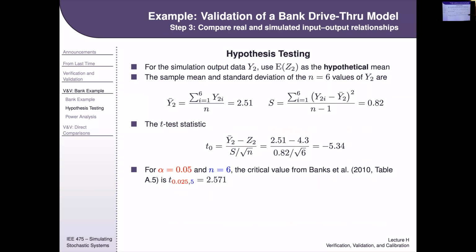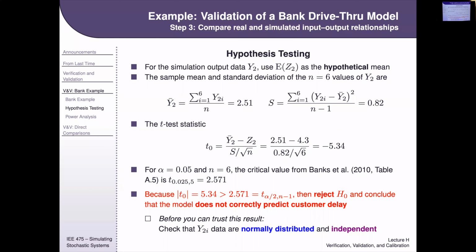So we go and we do that, and we plug in the 2.51, that's that average that was out of that table. We plug in its sample standard deviation into the t value, we get a value of 5.34. So if I look at my critical values, my critical value for this is way less than that 5.34. So this tells me that I'm actually rejecting the null hypothesis that my model matches reality. There's something wrong with my model. My model is not validated.